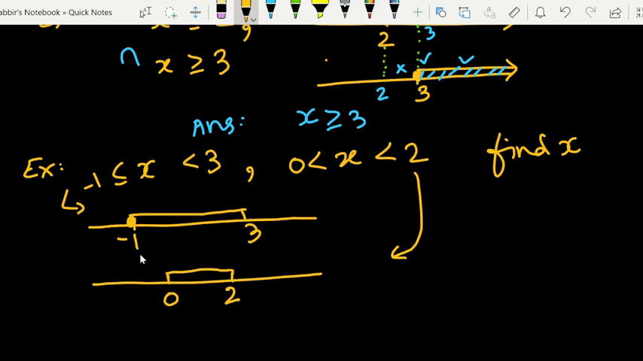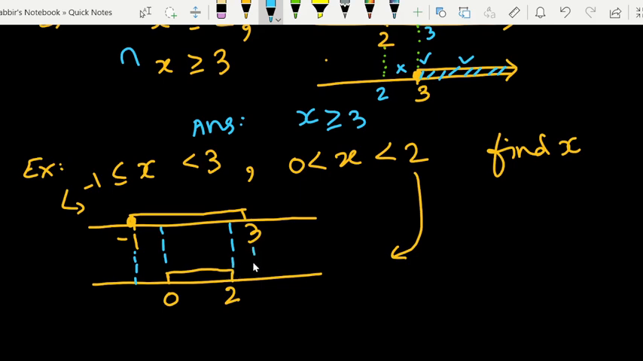Now we will draw perpendiculars from the points. Here from -1 I will draw a perpendicular to the other number line. From 0 I will draw a perpendicular, and from 2 I will draw a perpendicular.